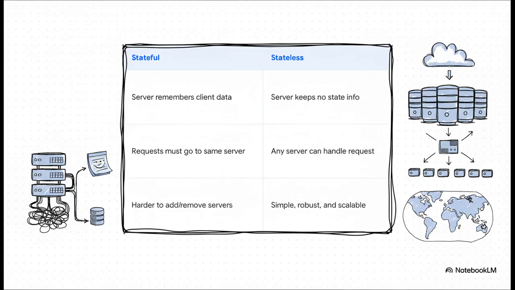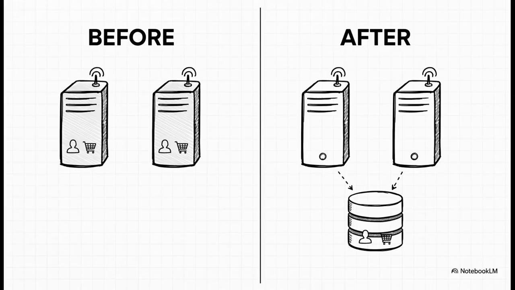But in a stateless world, the server has no idea who you are. It doesn't store any of your info. This means any server can handle your request, which is way more flexible and way easier to scale. So how do we do that? Well, we take all that session data, who's logged in, what's in their shopping cart, and we move it off the web servers and put it into some kind of shared data store, like Redis or a NoSQL database. Now, any web server can just look it up when it needs to. This makes our whole web tier incredibly flexible and super easy to scale up or down automatically.